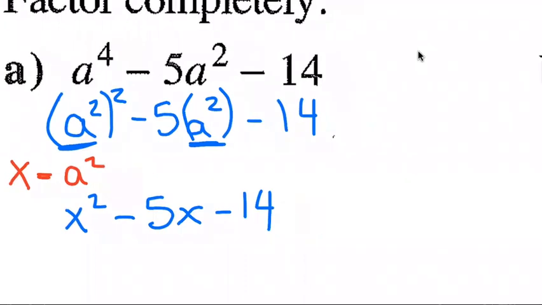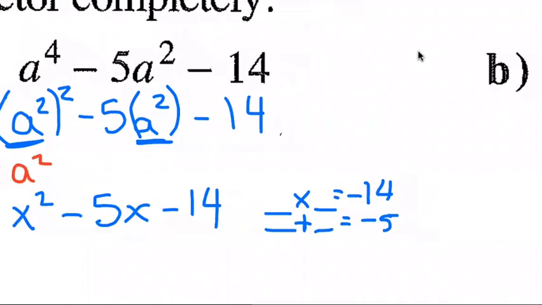So we look for two numbers that multiply together to give negative 14. Those same two numbers add together to give negative 5. And we have choices of 1 and 14, or 2 and 7. So it's got to be 2 and 7, where 7 is negative. 2 minus 7. 2 minus 7.